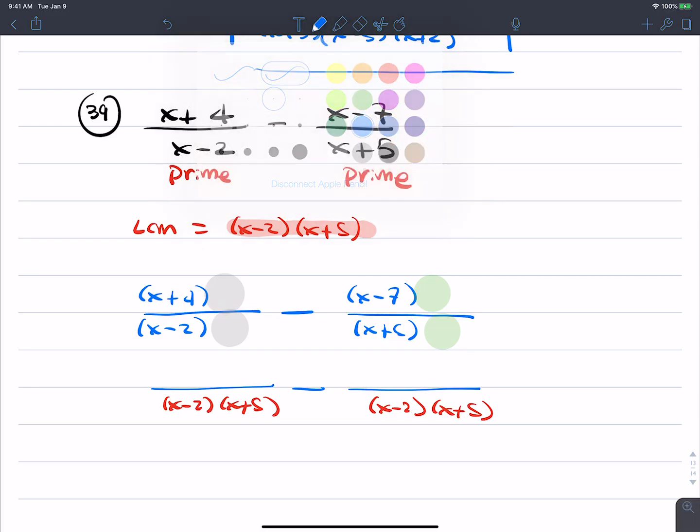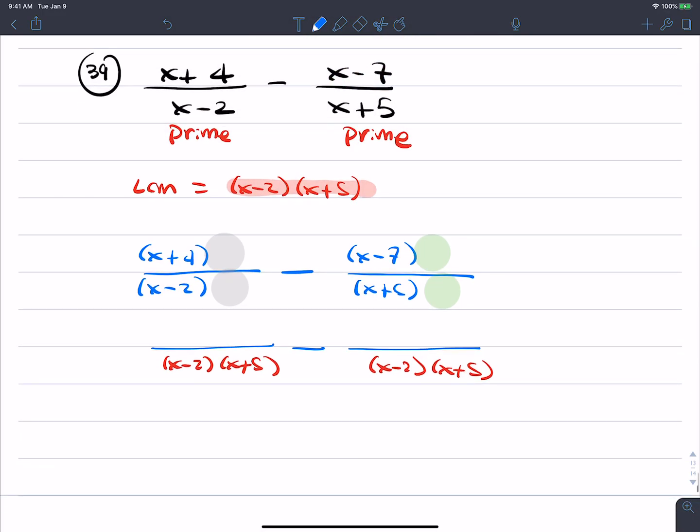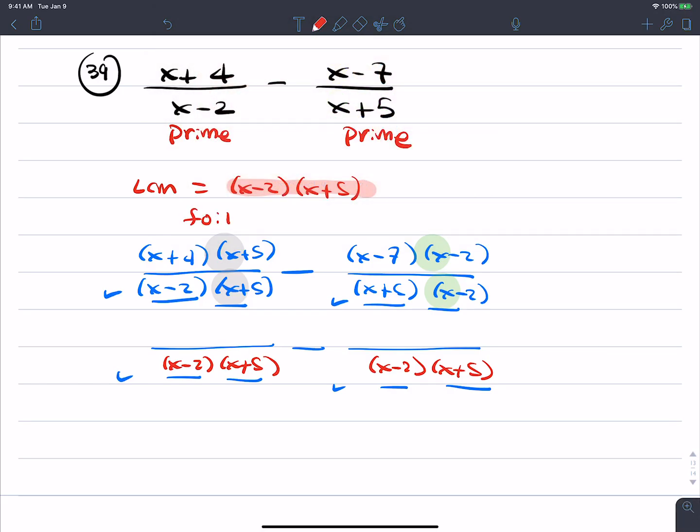So here we go. x minus 2 times another factor has to be the LCM. I guess that factor is going to be x plus 5. x plus 5 times another factor, that factor is x minus 2. Because my denominators have to look like the LCM here and here again. So on top, we multiply, we have FOIL. For both of them, we have FOIL.